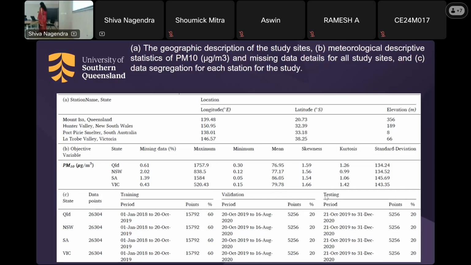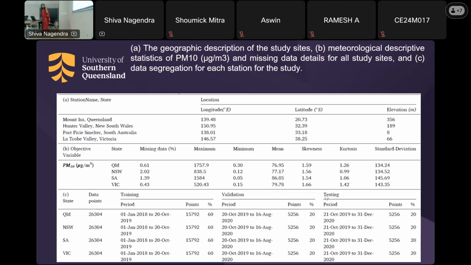So how do you take care of the missing data? Do you do averaging? Interpolation is another commonly used way. So people do averaging, people do interpolation. The point is to take care of the missing data.